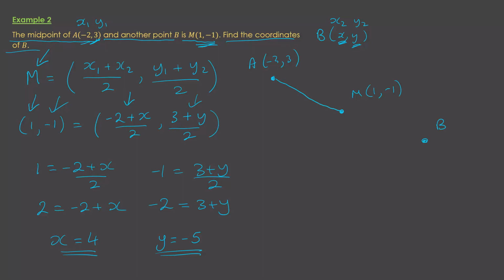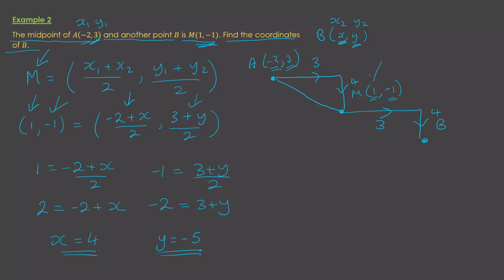Now let's think about going from A to M. Going from an x-coordinate of -2 to an x-coordinate of 1 must mean we've gone across by 3. Going from a y-coordinate of 3 to a y-coordinate of -1 means we go down by 4. If M is the midpoint, to go from M to B, we need to do the same again. So go across by 3 and down by 4.